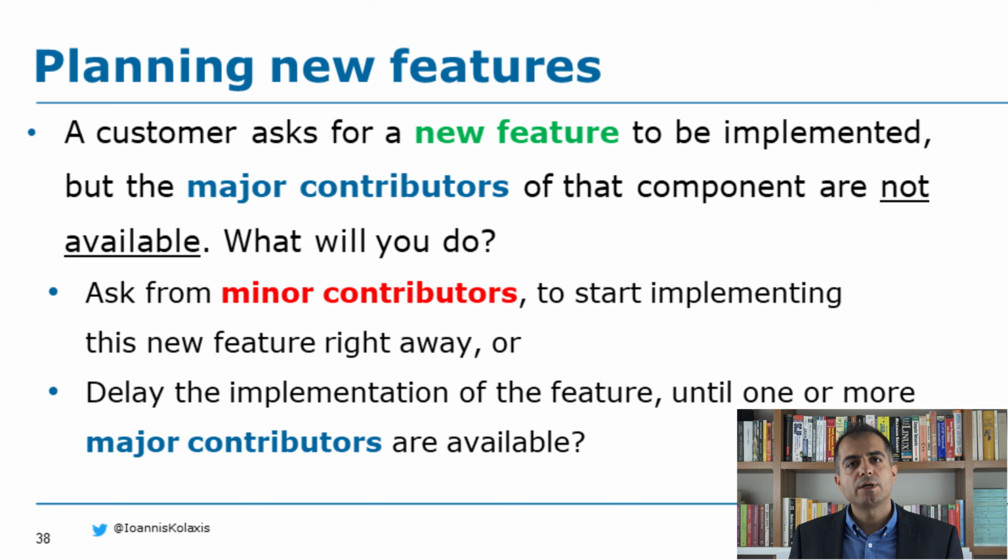The next time a customer comes and requests a new feature to be implemented, but the major contributors or the owner of this component are busy doing something else, what would you do? How would you respond to this customer request? Would you ask your minor contributors to start implementing this feature right away? Or would you wait until one or more major contributors are available? Would you delay the implementation of the feature or not? If you care about software quality, then you know what you need to do.